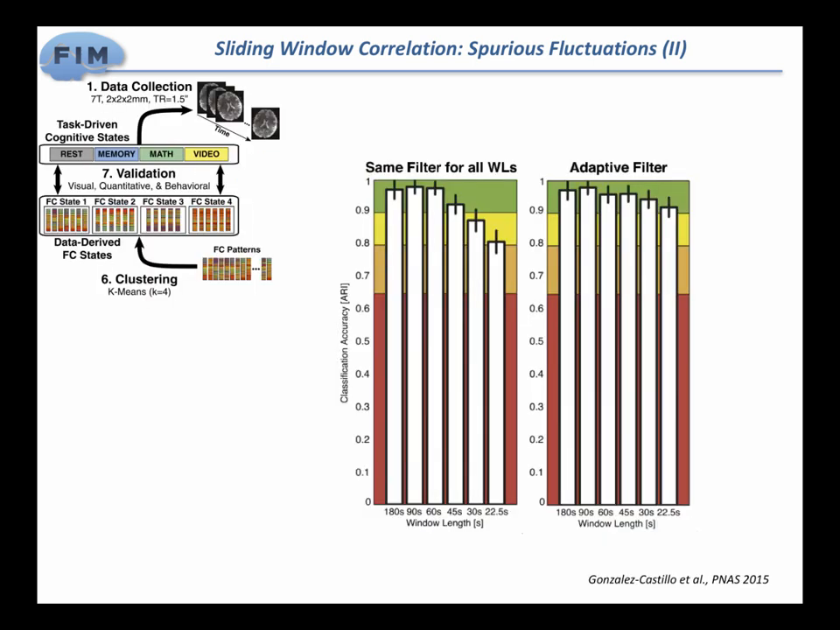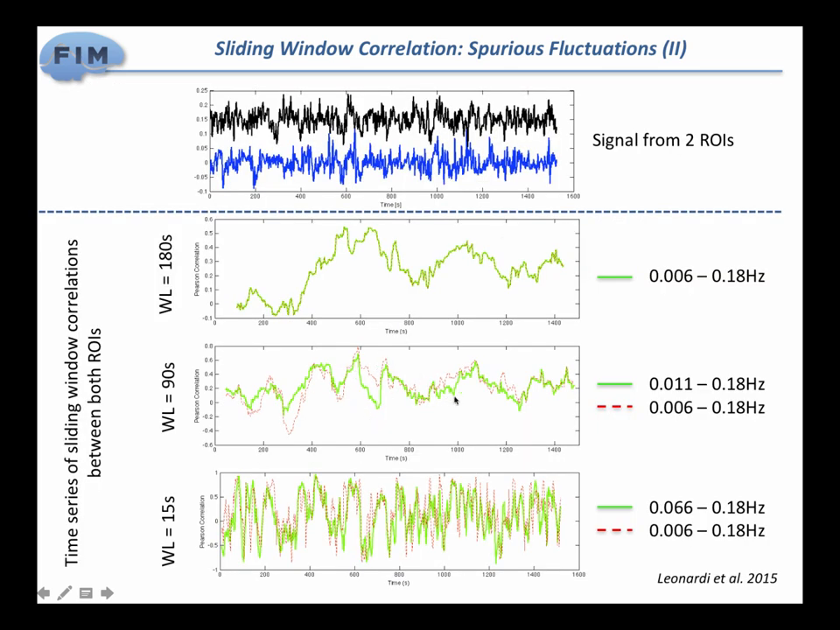In fact, in our own experience, when we were doing this study, we can see that if we just apply the same filtering independently of the window, for the shortest windows, which is where this becomes more of a problem, the classification starts to go down. While by doing the appropriate filtering, we always keep it up here. So it's not going to kill everything, but it's something to be careful about because it's going to introduce artifactual spurious fluctuations on the correlation traces. Yes, definitely.